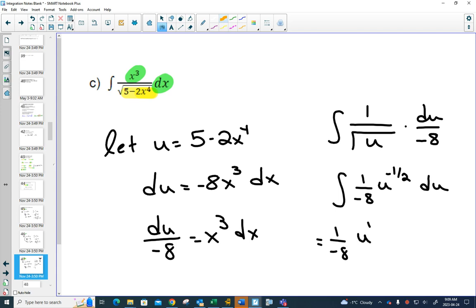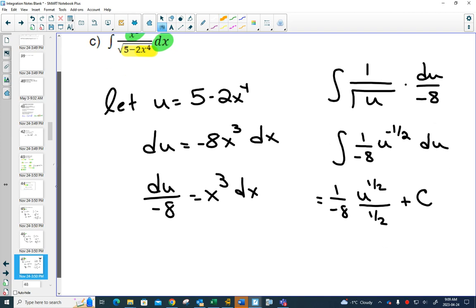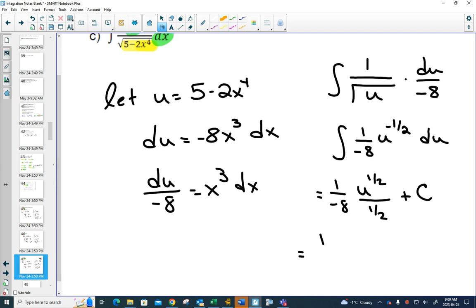We are going to add 1 to the exponent and divide by our exponent, plus c. If we multiply our fractions out, can you see that you're going to get negative 1/4? But the negative 8 times 1/2 will be negative 4. I'm going to substitute back in, plus c.